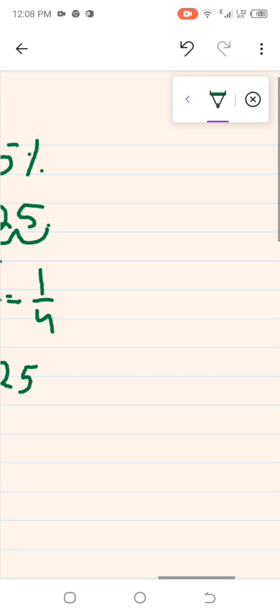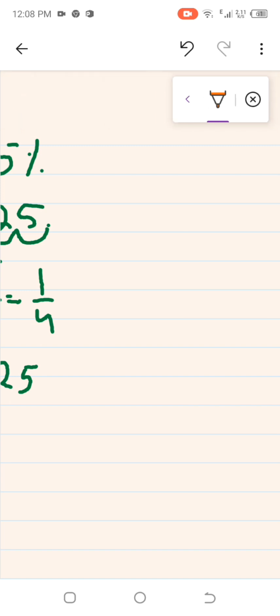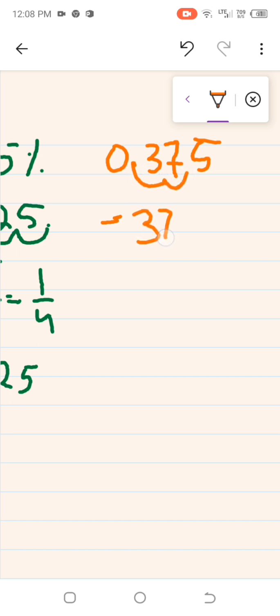Suppose we have 0.375. This is the value given in decimal, and I have to convert this into a percentage. How will I do that? I will just move the point to the right, once and twice. I've moved the point, and 37.5 is the result. So this is how you move the point two places to the right and add the percentage symbol.